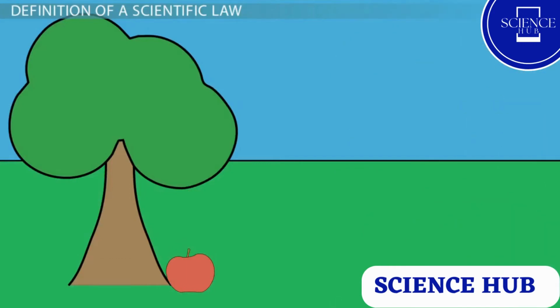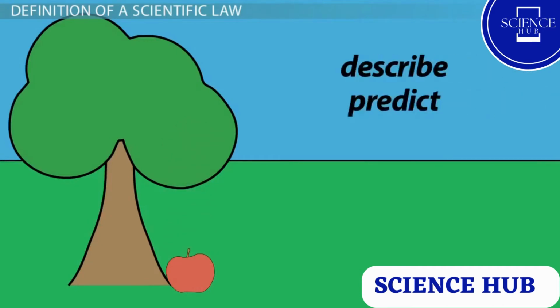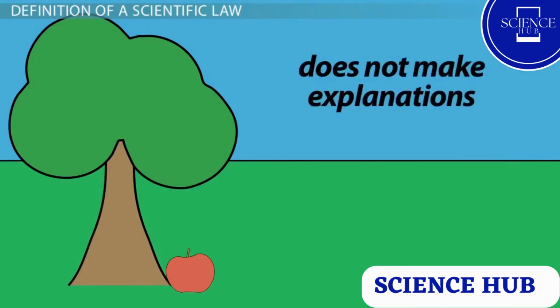In science, sometimes a law is called a principle. The law or principle may describe only the occurrence, or it may describe the occurrence and predict it as well. However, a law does not make explanations about the natural occurrence.